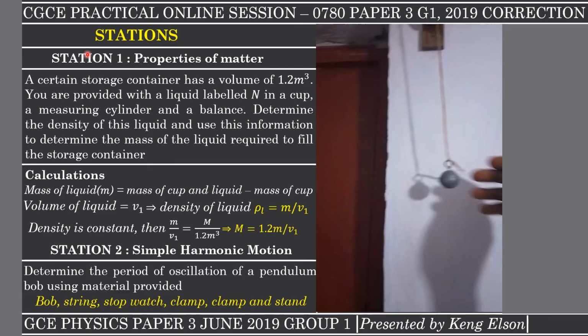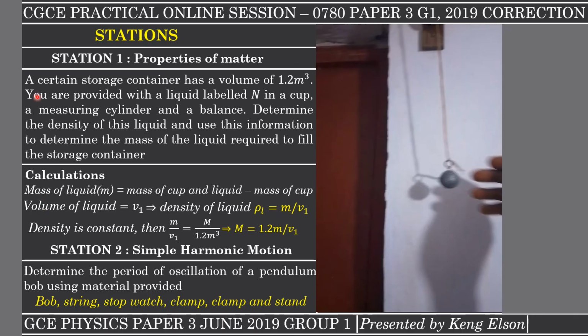Okay, now let's go to the stations. Station 1, properties of matter. A certain storage container has a volume of 1.2 meter cube. You are provided with a liquid labeled N in a cup, a measuring cylinder, and a balance. Determine the density of this liquid and use this information to determine the mass of the liquid required to fill the storage container. For the calculations, I'm just going to be more concerned here with the calculations, okay, because I think the diagram and all those things, if you're preparing for physics by now, you should know how to be drawing all those things. So I'm more concerned with the calculations and how we analyze such questions.